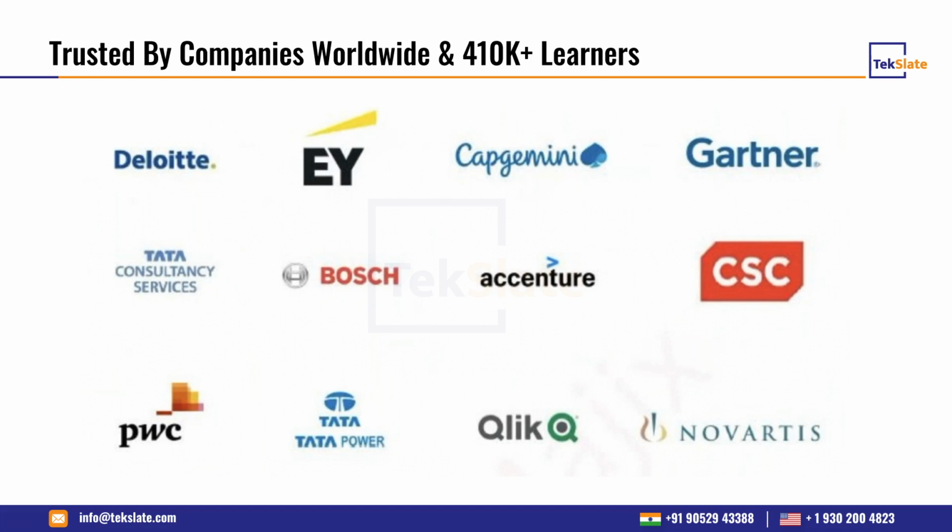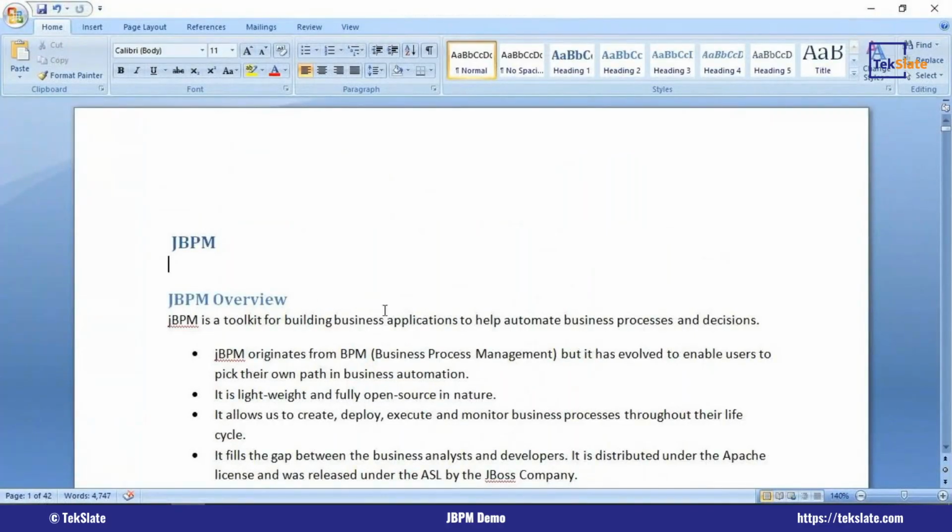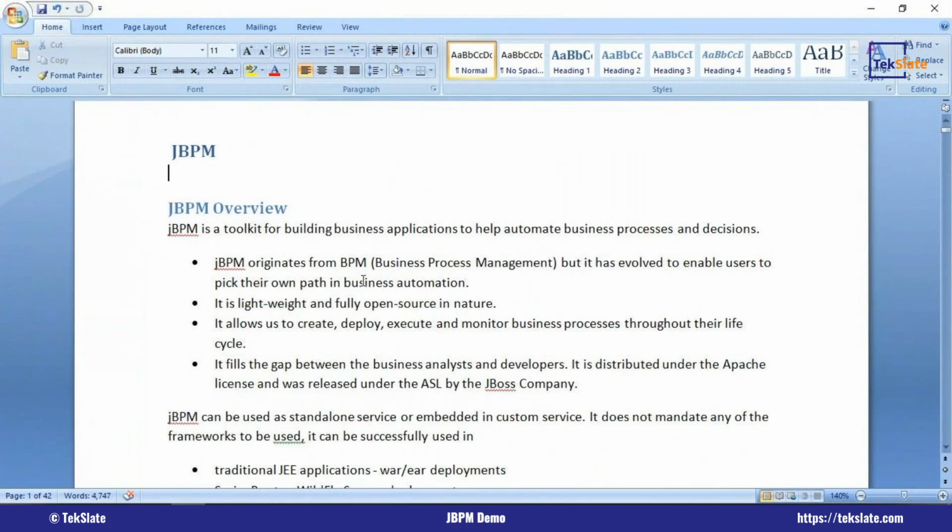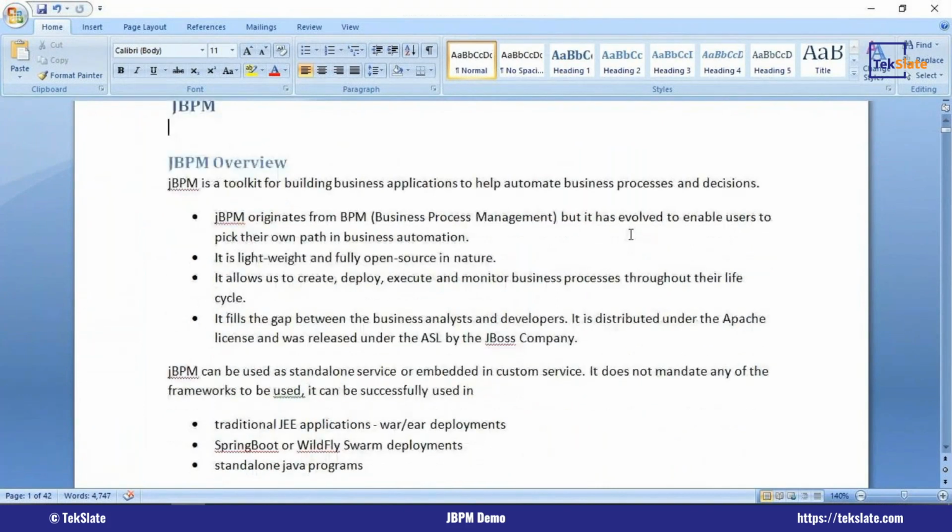I'm giving just a simple overview of the JBPM. What about that? JBPM is a toolkit for business processes, business applications. So it helps to automate business processes and decisions. So this is the simple overview of the JBPM.